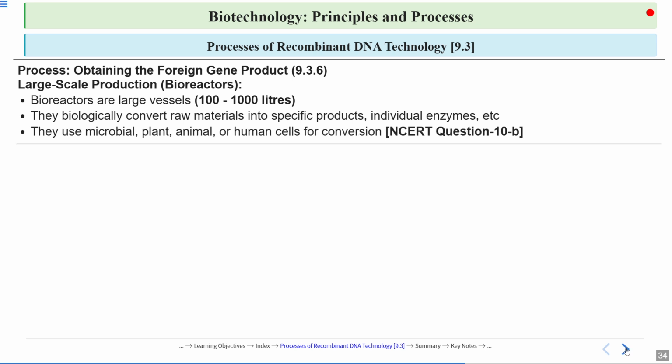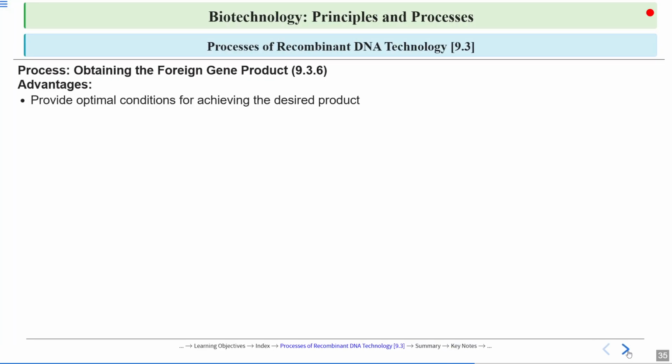How does it provide optimum conditions? It can set the optimum temperature, pressure, pH, substrate, everything, so that we can get a foreign gene product. They use microbial, plant, animal, or human cells for conversion.